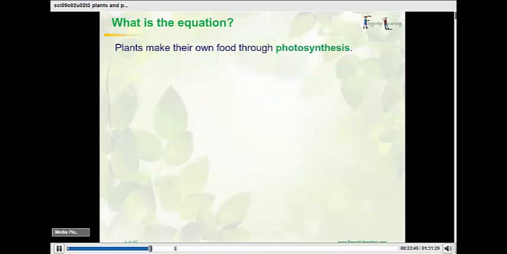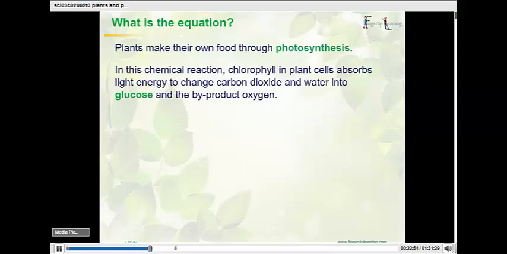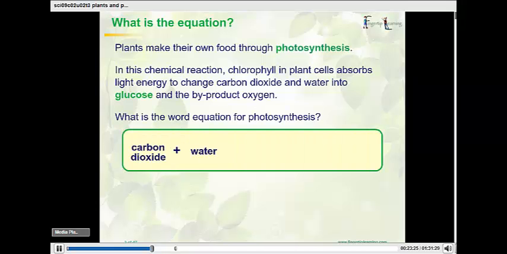Now let's look at the equation. How will you write it? We know the two reactants are water and carbon dioxide, and our end products are glucose and oxygen. The chemical reaction: chlorophyll in plant cells absorbs the light energy to change carbon dioxide and water into glucose and the byproduct oxygen. So this is how we're going to write it. This will be the word equation.